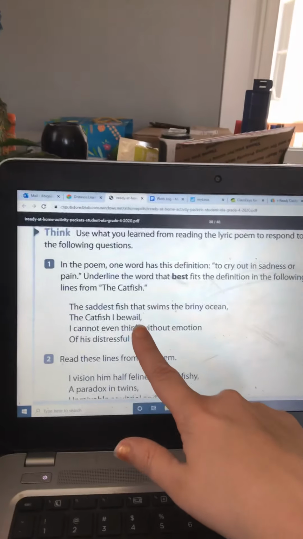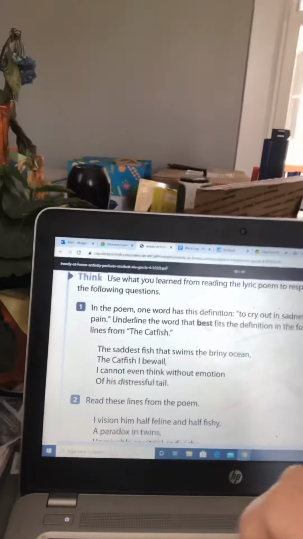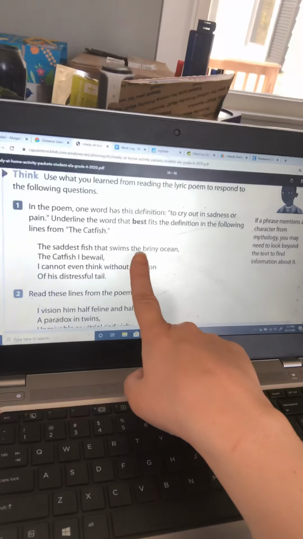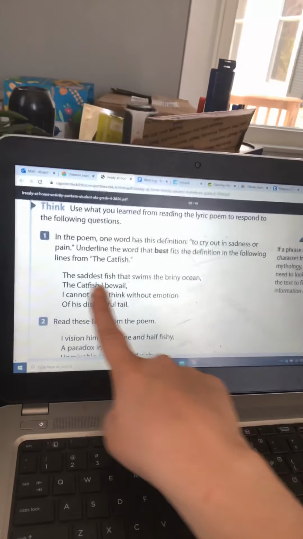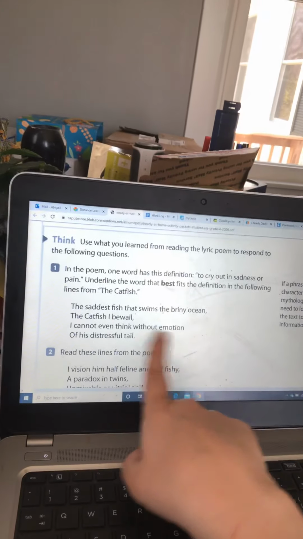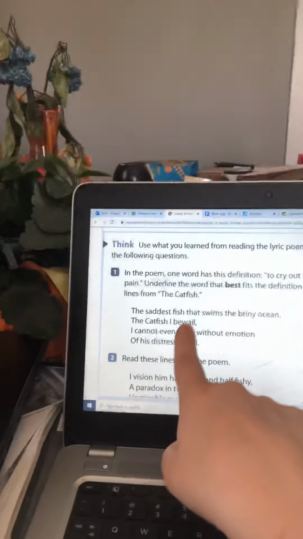So the word bewail, you see the word wail in it. Have you ever heard someone say, what are you wailing for? It's like yelling. So that's kind of like crying out, wailing. My baby was wailing for his bottle. It's not like the fish whale. That's funny. Bewail. It's not a word we use a lot. But let's see if it works. The saddest fish that swims the briny ocean, the catfish cries out in sadness. That makes sense because it's sad, right? All right, so you're going to underline bewail.